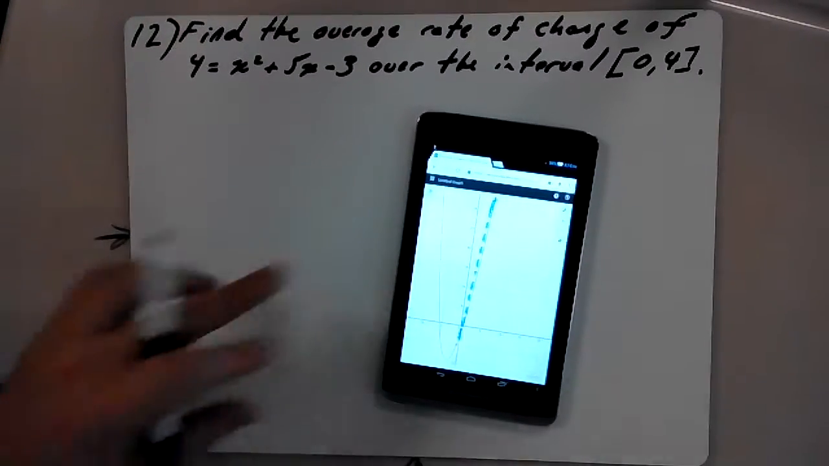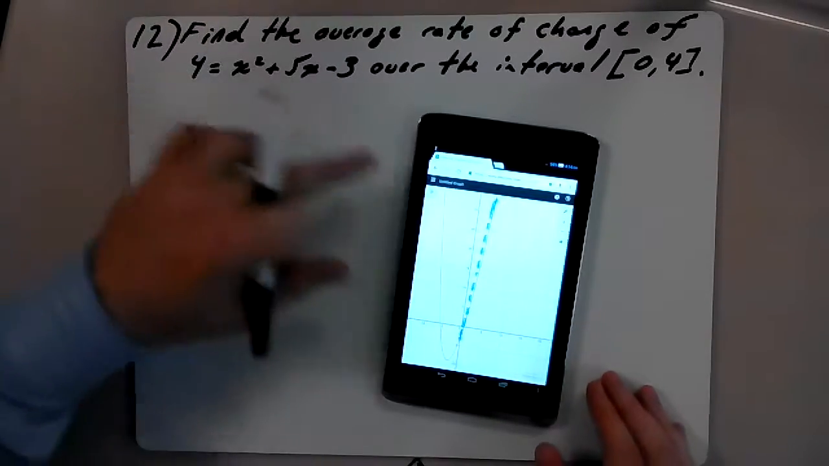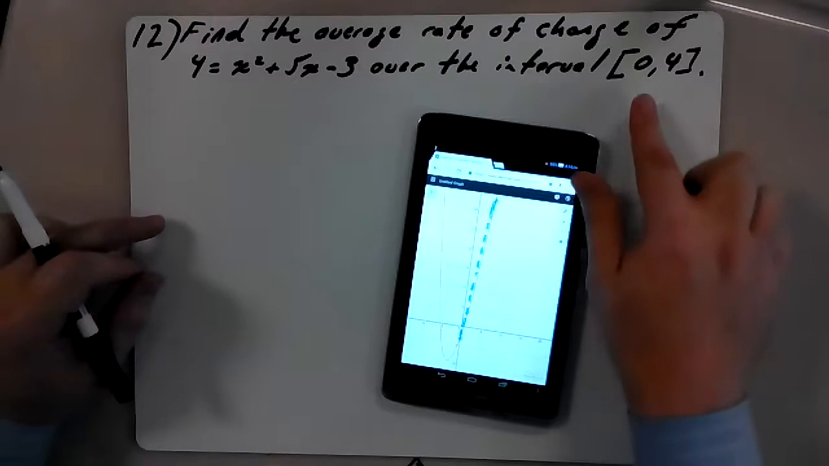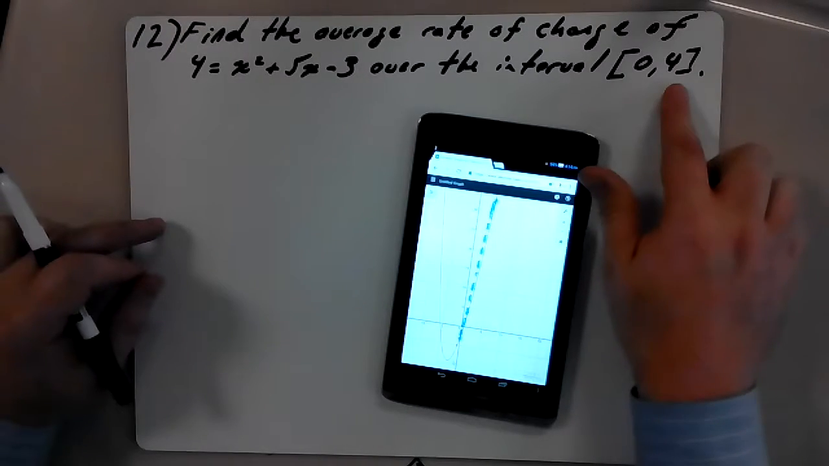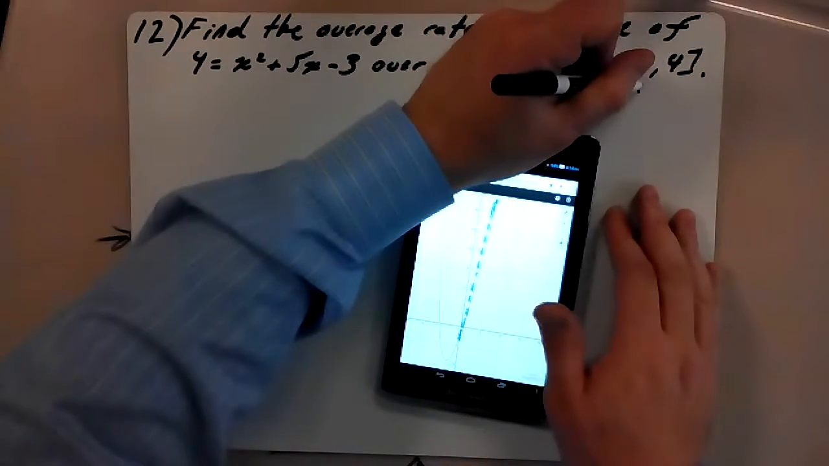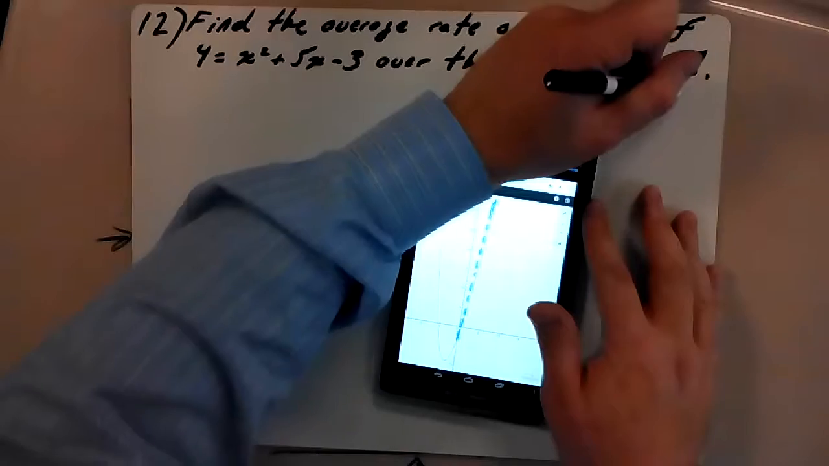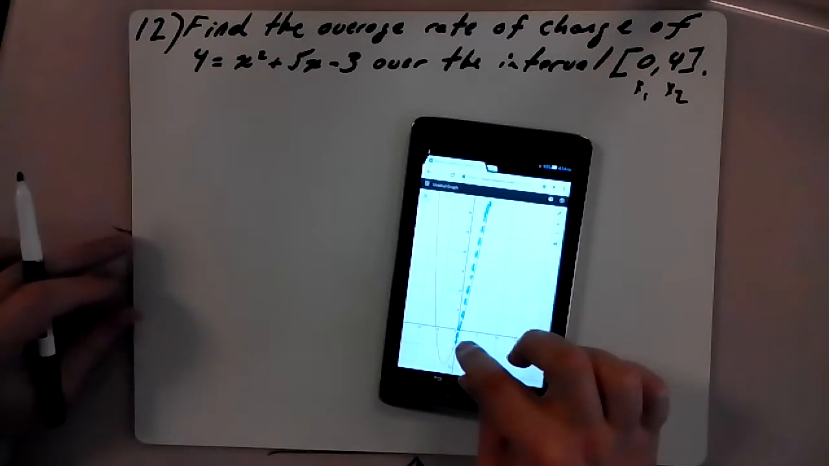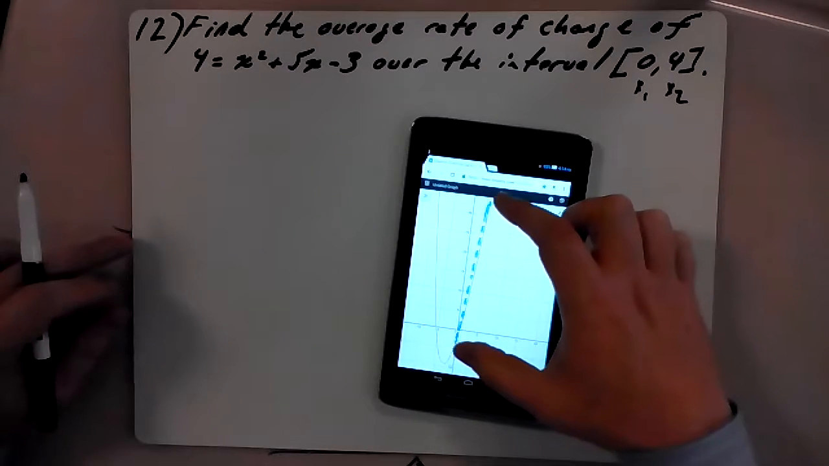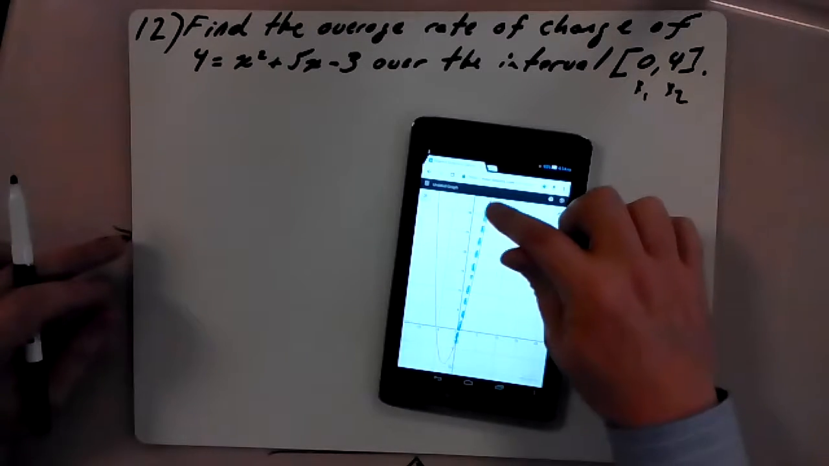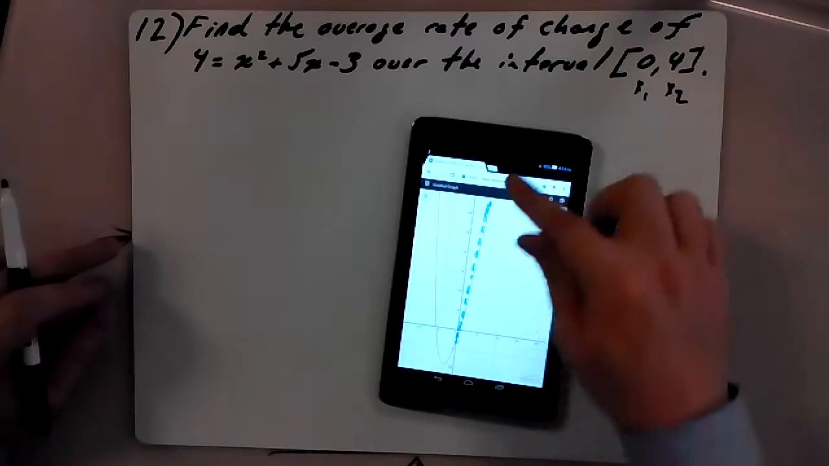Looks like you can. So this is a graph of this function. And 0, 4 is an interval of x values. So that's x1 and that's x2. So I'm going to actually label these x1, x2. What we are trying to find is the slope between those two x values. So here's x equals 0, and there's x equals 4. We're going to find that slope.